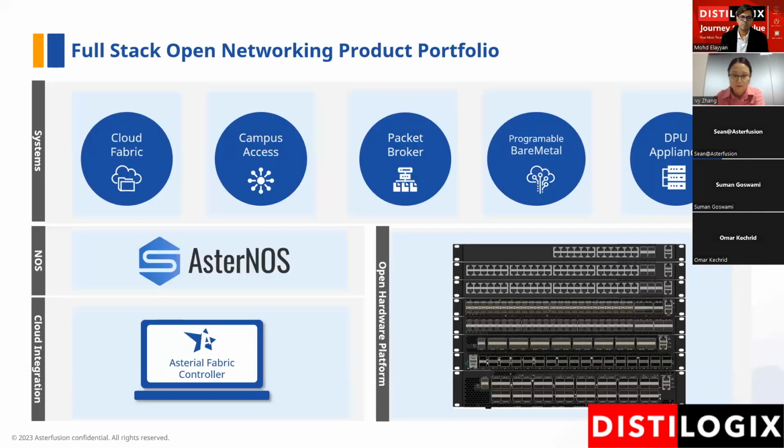This page shows our product portfolio. At the bottom right, you can see we have various hardware platforms. At the left side is AsterNOS, which is based on Sonic, and our cloud network controller, AFC. Based on the hardware and software, we have many different product lines like Cloud Fabric, Campus Access, Packet Broker, programmable bare metal, and some DPU appliance.